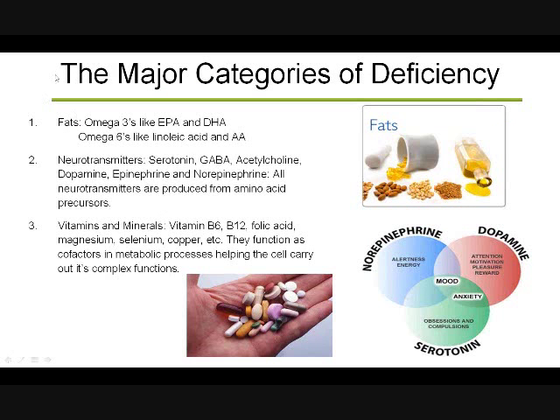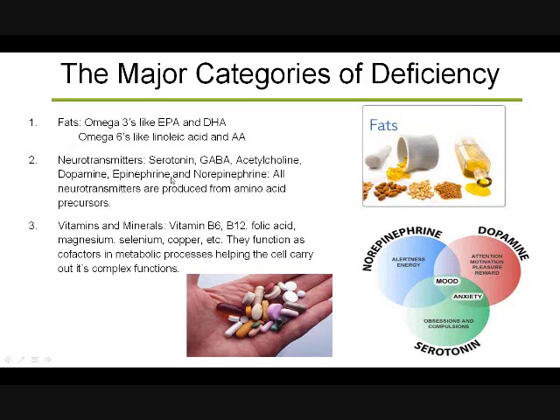So we look at the major categories of deficiencies. It's fats: the omega-3s, and the omega-6s. Those are called essential fatty acids. The body cannot make them. We need to get them in our diet. So we need a certain amount of these fish oils, safflower oils, vegetable oils. We need olive oils, omega-9s. So fats are something we have to take in the diet.